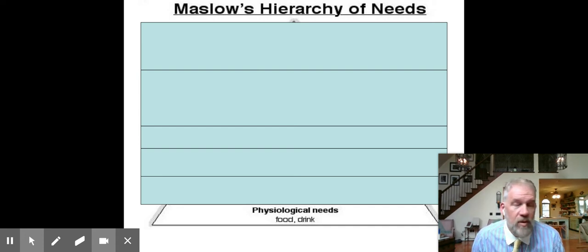So today we're going to be talking about Maslow's hierarchy of needs. It's a hugely popular, hugely famous, and well thought out and studied psychological theory of human motivation created by Abraham Maslow. So we're going to talk about it a bit.